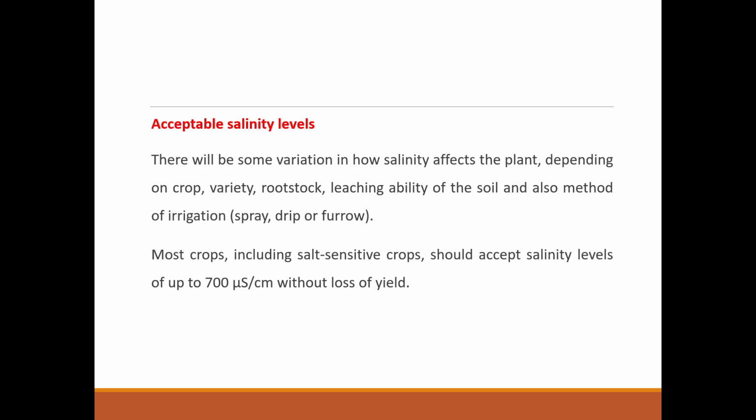For acceptable salinity levels, there will be some variations in how salinity affects the plant, depending on crop, variety, rootstock, leaching ability of the soil, and also method of irrigation. So it depends. If it is spray irrigation, there is a difference. Most crops, including salt sensitive crops, should accept salinity levels up to 700. Normally up to this you won't have any loss of yield.